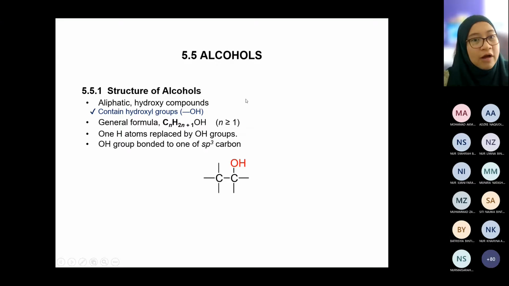The introductory part of alcohol. So the structure of alcohol, normally it will be aliphatic, or it can also be known as hydroxy compounds, which means that it consists of hydroxyl groups. The general formula is CnH2n+1OH. It's just that one of the hydrogens is being replaced with OH. So one hydrogen atom is replaced by an OH group, bonded to an sp3 carbon. So this carbon is sp3 hybridized.